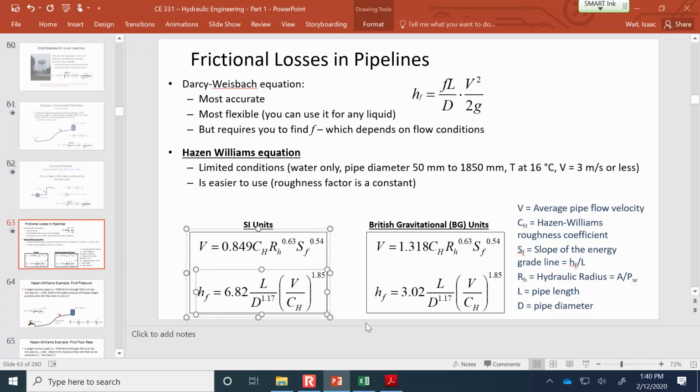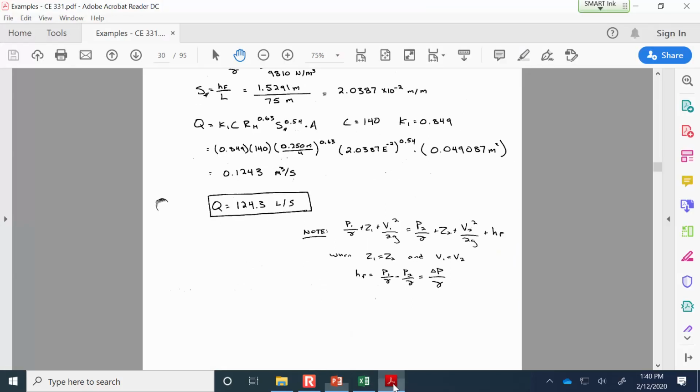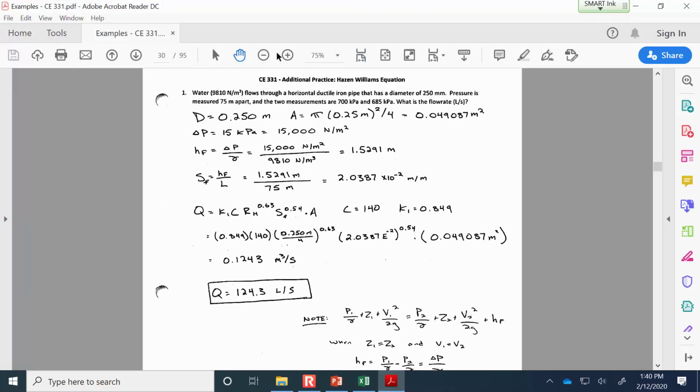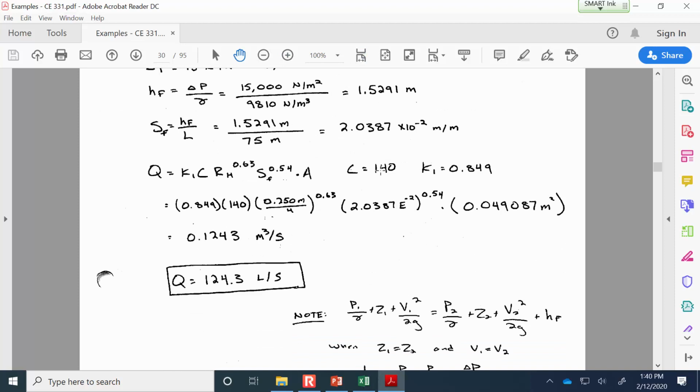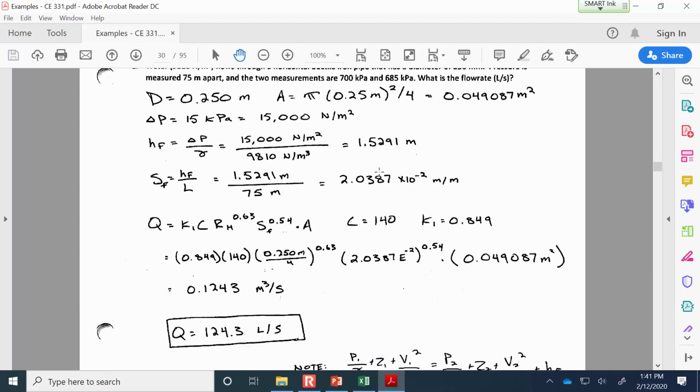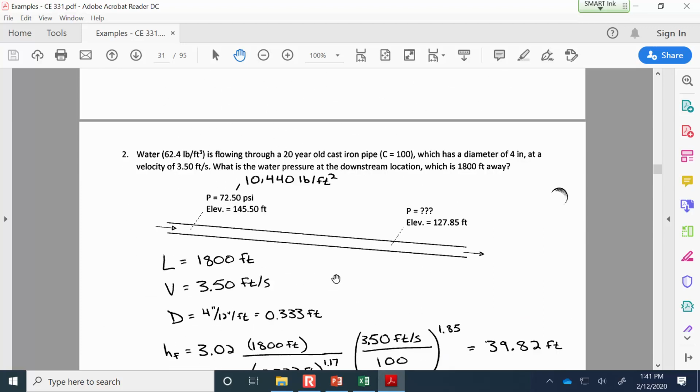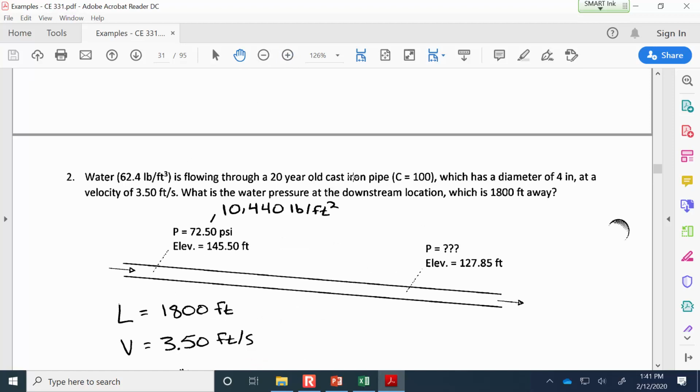All right. On the second problem, by the way, here's the solution to the first one. Any questions about that first problem? The method that was used here? All right, on the second one, water's flowing through a cast iron pipe. The elevations aren't the same this time, so we can't make the same assumption we did in the first problem, that Z1 and Z2 are equal. There is going to be an elevation difference when you put it into the energy equation.